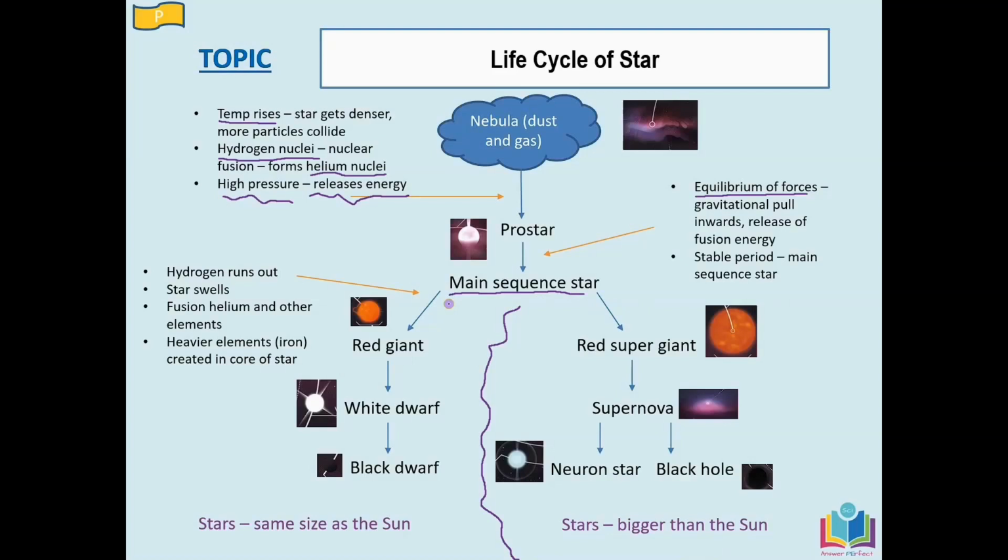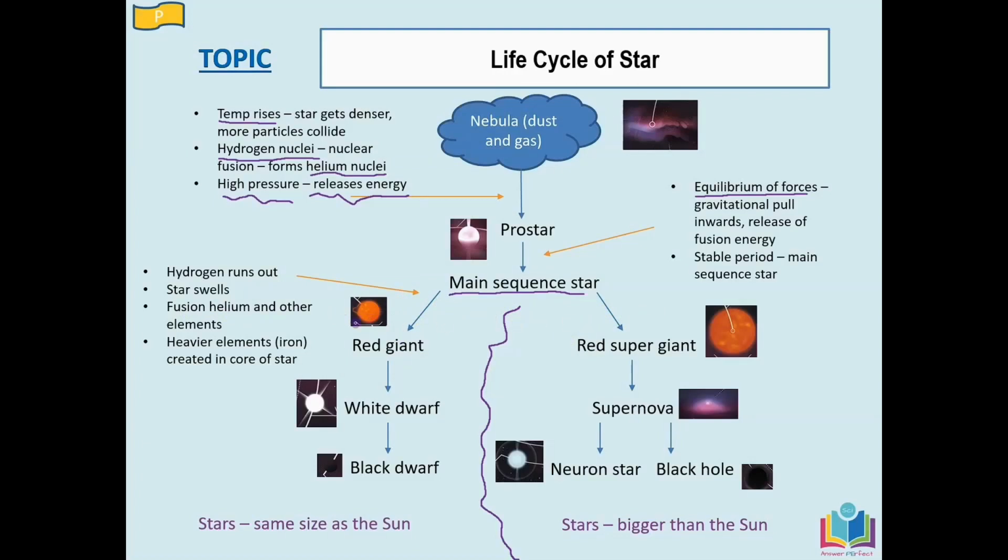So let's go down the left side then. Eventually, the hydrogen runs out and the main sequence star starts to swell. As it's swelling, it will either become a red giant or a red supergiant. It becomes really red on its surface, as you can see in the pictures. There is fusion of helium and other elements, and new elements are created here. So when it becomes a red giant, that's where those new elements are made.